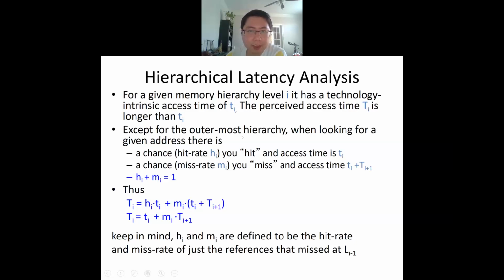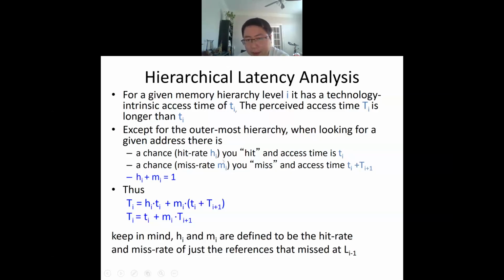What does this mean? Sometimes when you try to find the data in the current level, you may not be able to find it because it is not there. If it is not there, you have to look for the data from the next level. If we find the data in the current level, we call it a hit. And if you hit the data, you will spend this small ti to access the data.